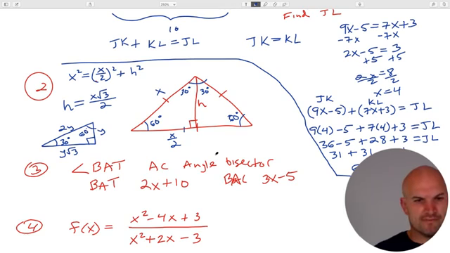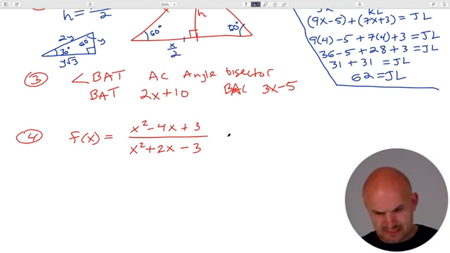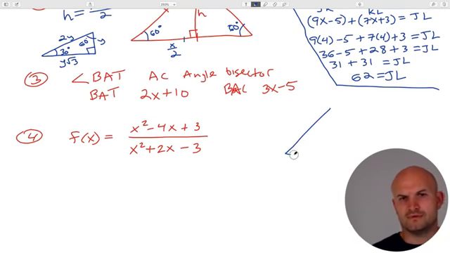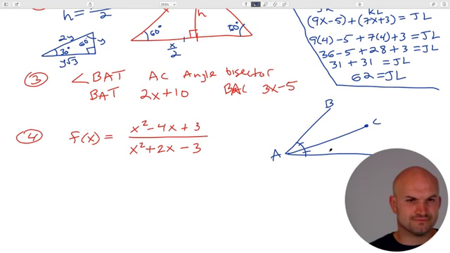All right, let's move on to the next one. Angle BAT. So let's go ahead and draw BAT. BAT has an angle bisector. Okay, so again, guys, if you have an angle bisector, that means that's cutting that angle in half. So we have BAT, and this is going to be C.